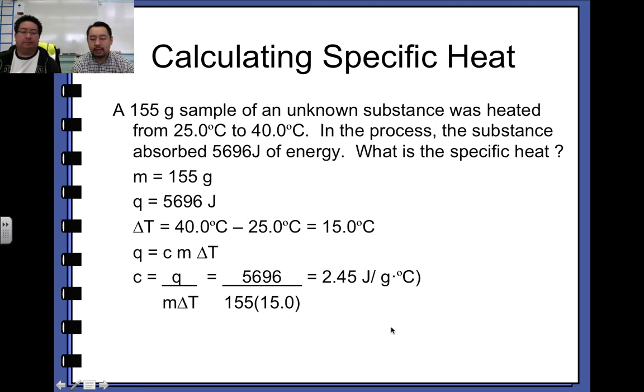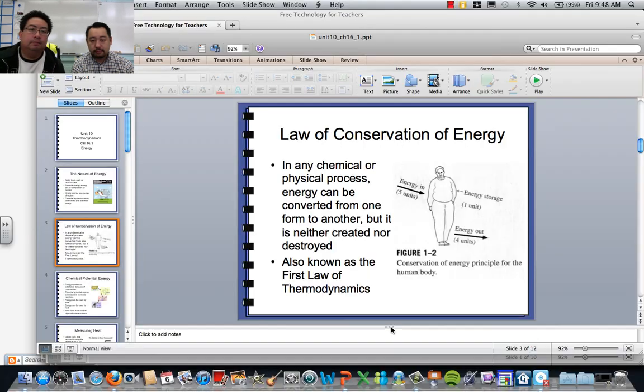Right, and this process is actually used to find out what an unknown substance is, because specific heats are unique to different substances. That's why it's called specific. Therefore, now that we know that it's 2.45 joules per gram Celsius, we can find out what substance this unknown is. And that's it.